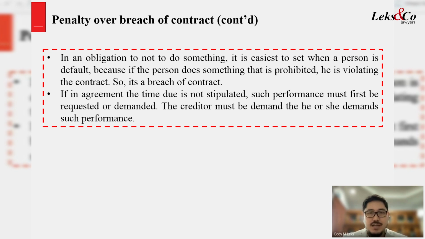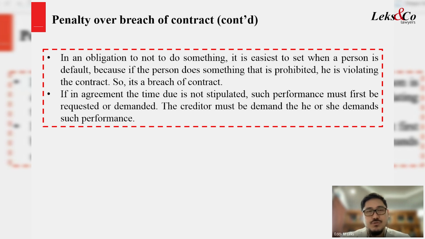If in an agreement the time due is not stipulated, such performance must first be requested or demanded. The creditor must demand such performance. So this is related to the previous slide, because sometimes it is not determined when the goods should be delivered, when the payment should be paid. So if in an agreement the time due is not stipulated, maksudnya jatuhnya waktu atau kapan itu harusnya dilakukan, ya. The time due itu jatuh tempo lah, bisa dibilang. Such performance must first be requested.